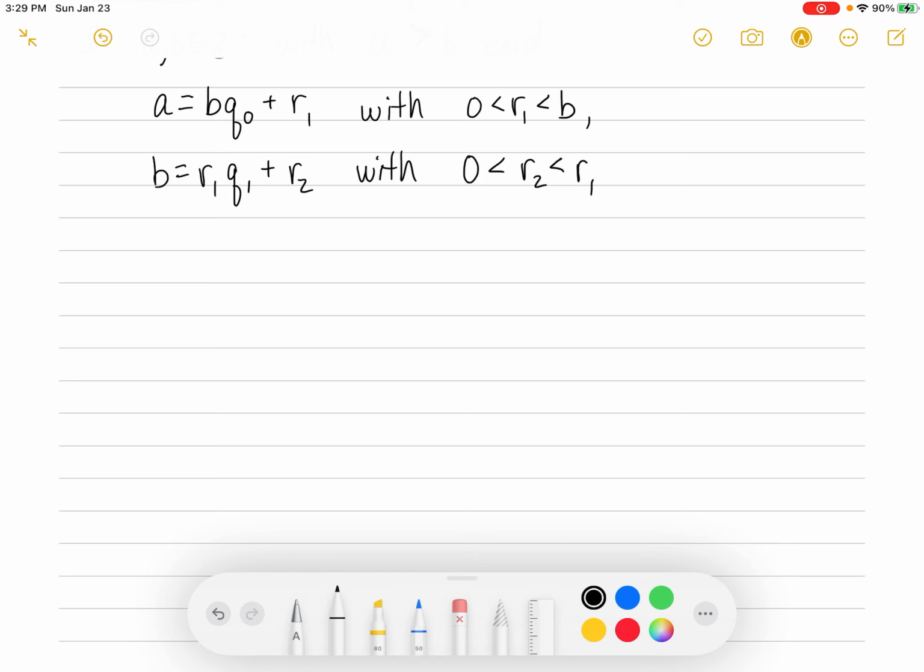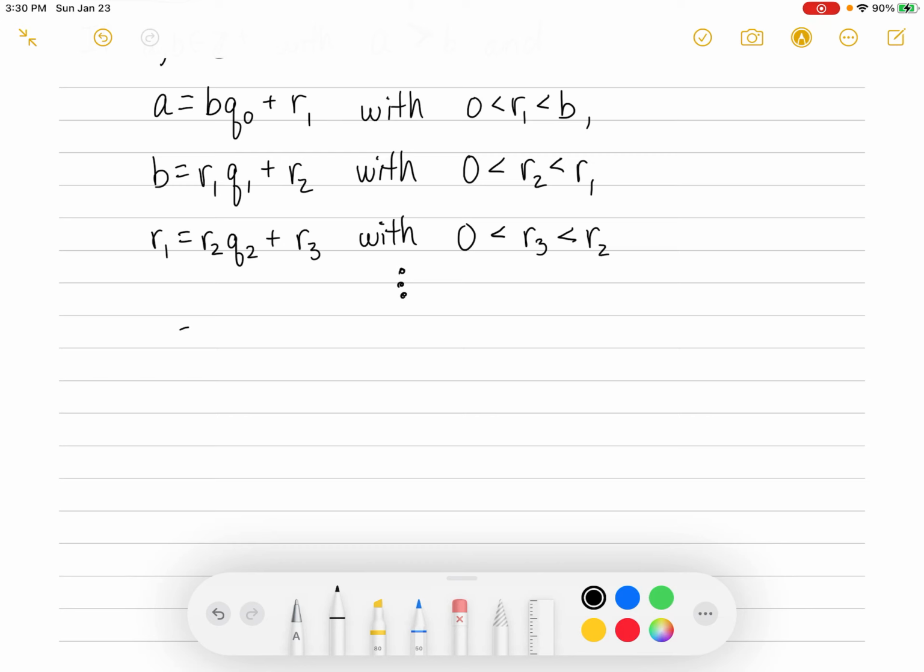Let's say we decide to do this process once again, where we take R2 and divide it into R1. So we're taking R2, our new remainder, dividing it into R1. We're going to get a quotient, let's call it Q2, plus a remainder, let's call it R3. R3, that's our new remainder, should be less than our new divisor, which was R2, and it should be greater than or equal to 0. But let's just say it's not 0. Let's say it's still positive. Let's continue this procedure.